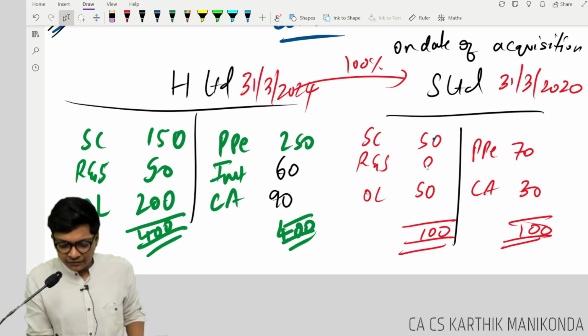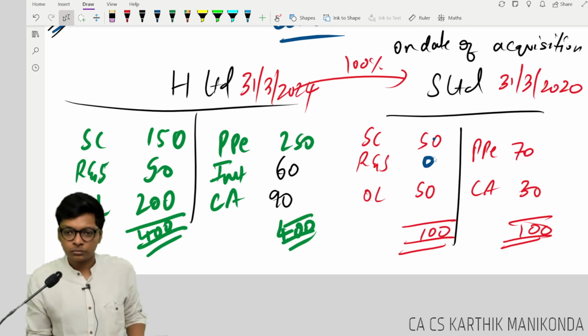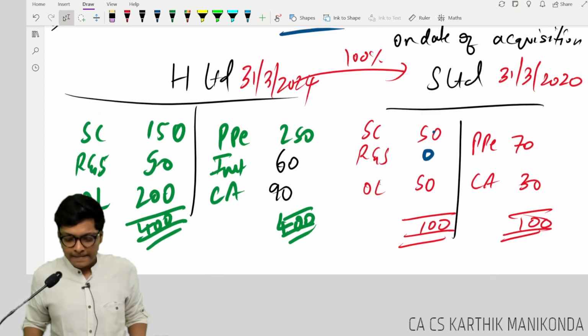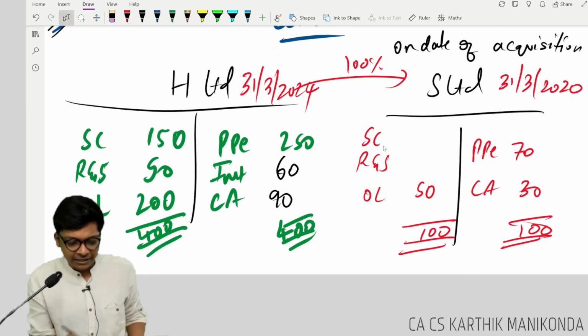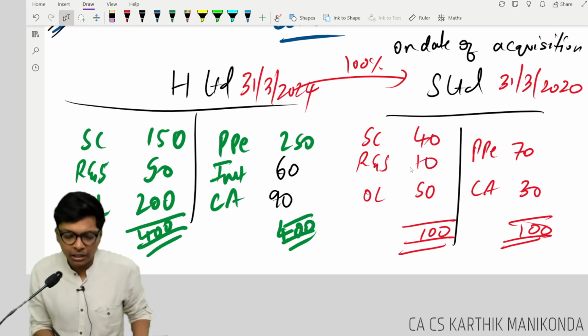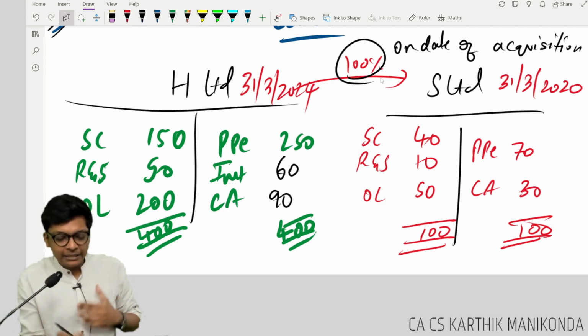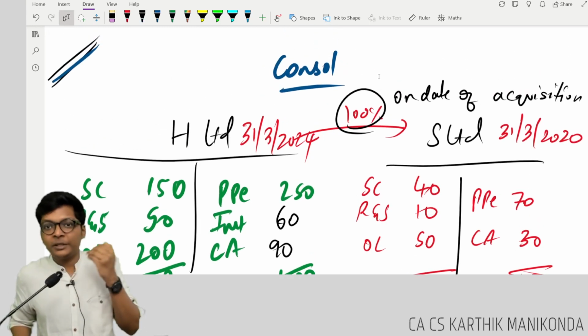Instead of reserves here being 0, let me write here at 30, okay. Here now let me write share capital as 40. Are you following up? That's it. This is my change. This is the next case, completely new case. Don't get confused with the previous cases.